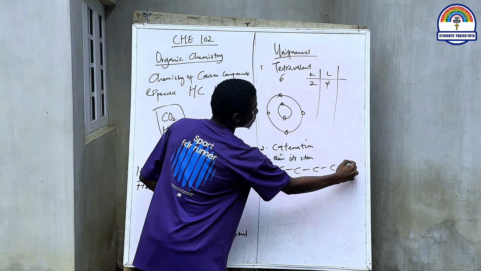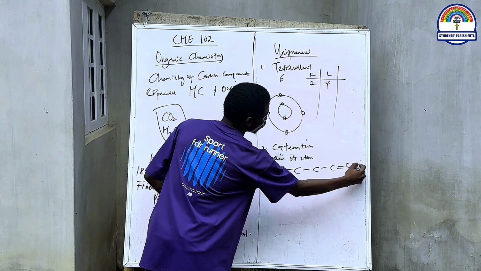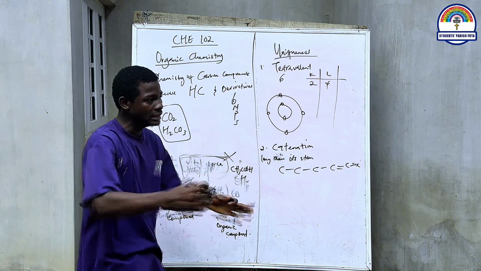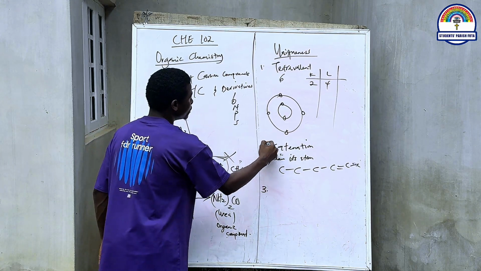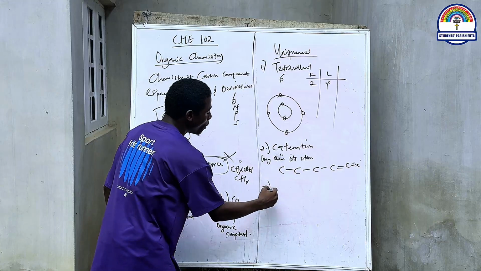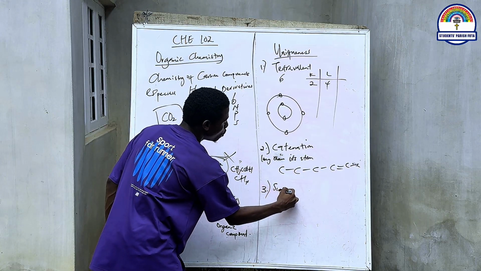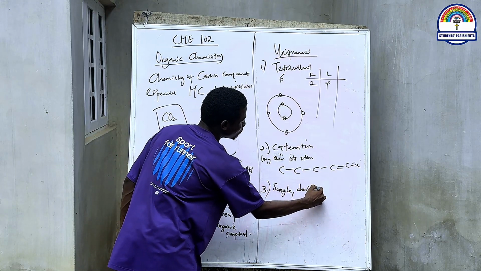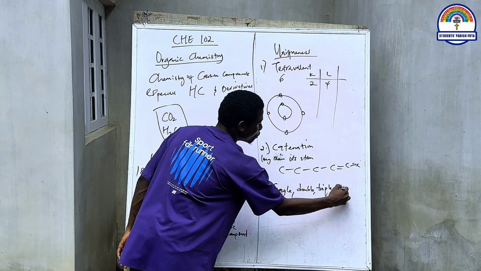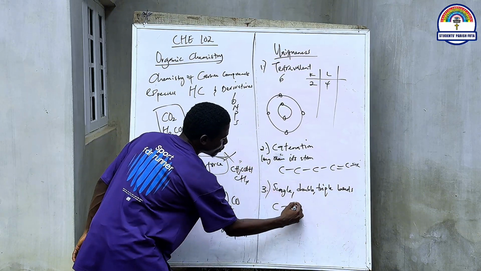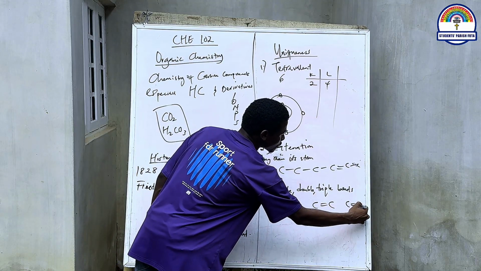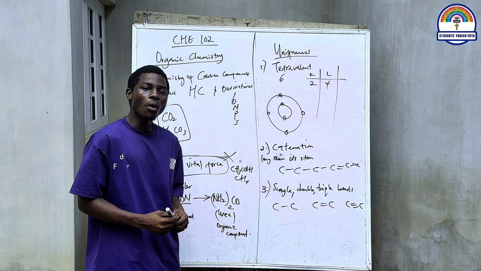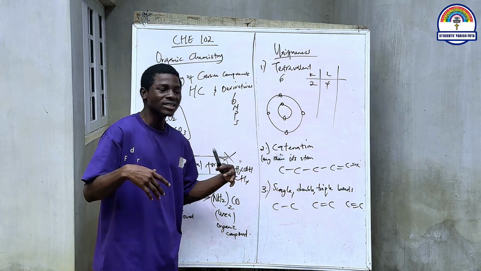That's why you see shapes like this. It's ready to continue going as many lines as it can form. Another thing that makes carbon unique is that it can form single, double, and triple bonds. That is, it can form multiple bonds. So it can do a carbon to carbon single bond, a carbon to carbon double bond, and a carbon to carbon triple bond.